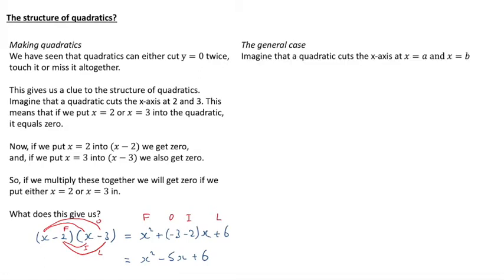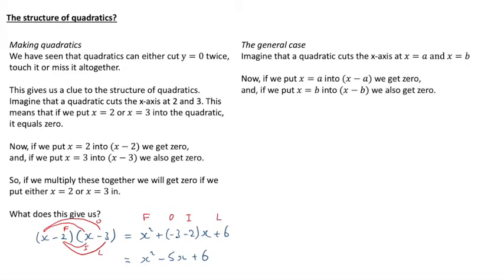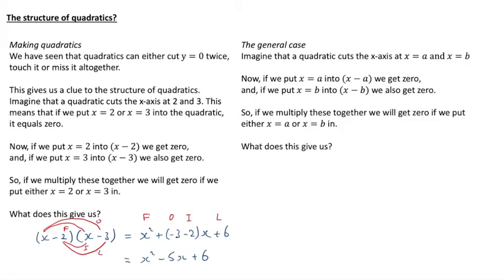So, imagine we have a quadratic and it cuts the x-axis at x equals a and x equals b. If we put x equals a into the bracket x minus a, we're going to get 0. And if we put x equals b into the bracket x minus b, we also get 0. So this is just a repeat of what we've just looked at, but with arbitrary a and b rather than the 2 and 3 we had before. We now multiply these together, and we're going to get 0 if we put either x equals a or x equals b in. So what does this give us?